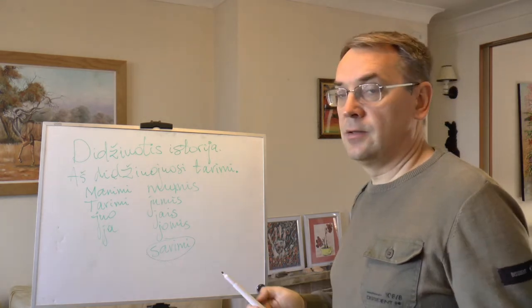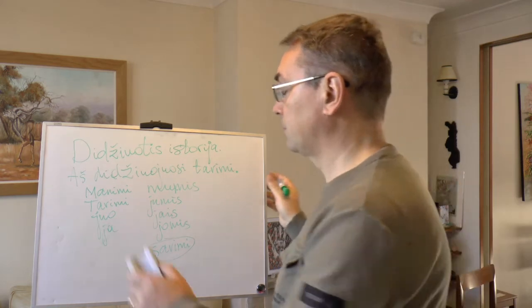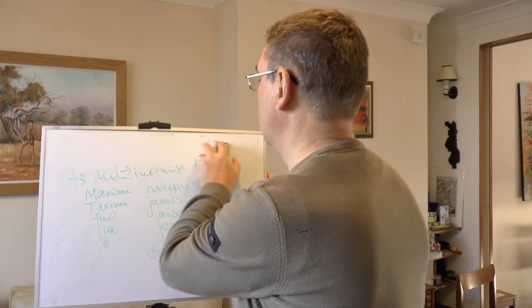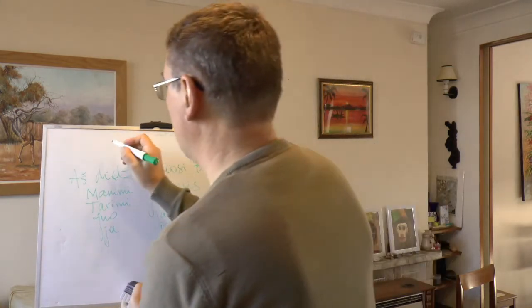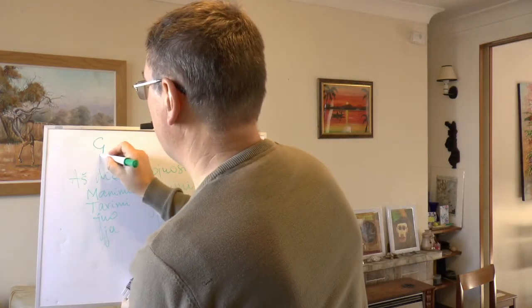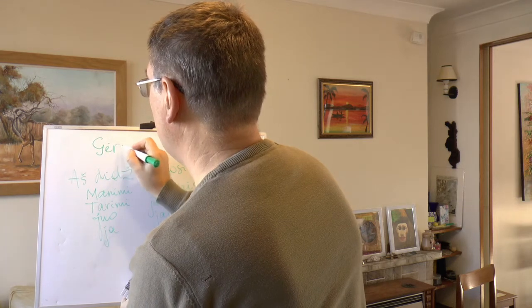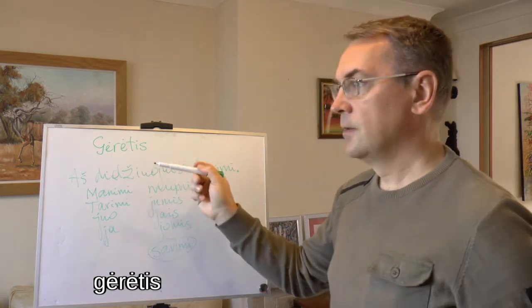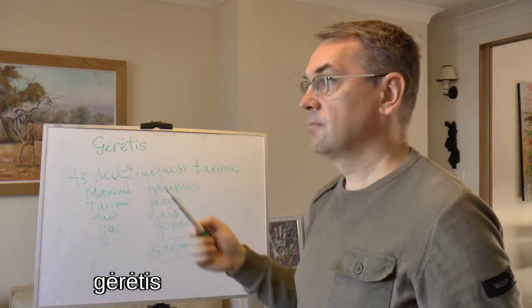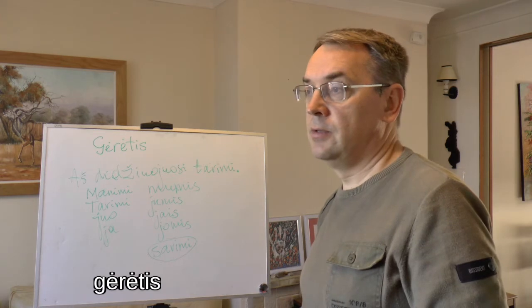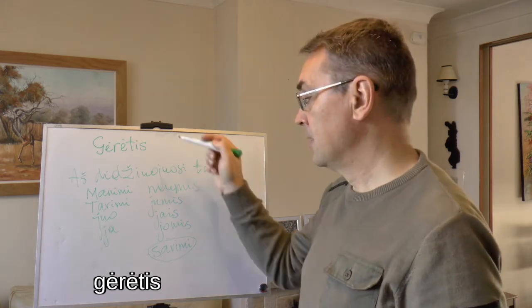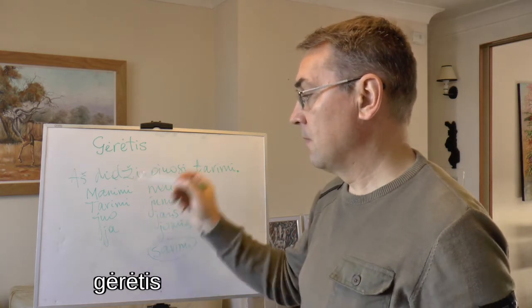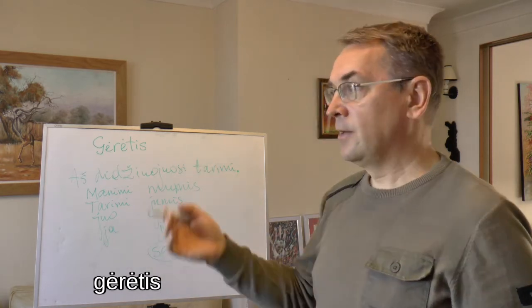If I'm delighted in something, for example, gėriuosi. Gėrėtis. It's gėrėtis, to be glad, to be delighted in something. So, I'm delighted in her.